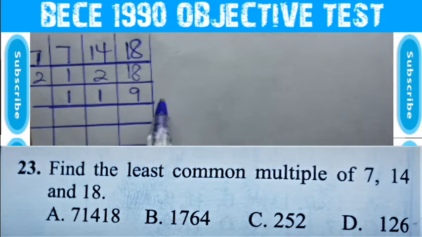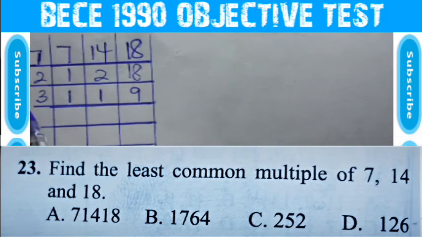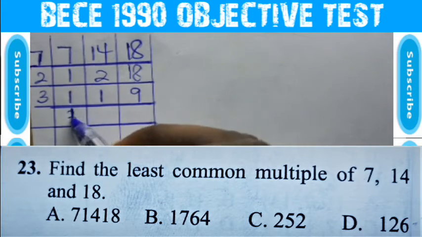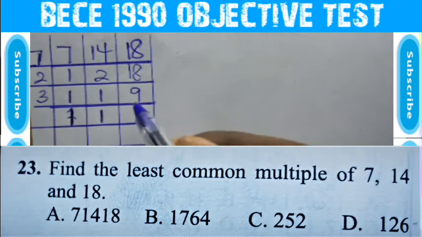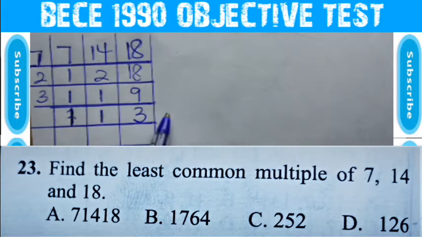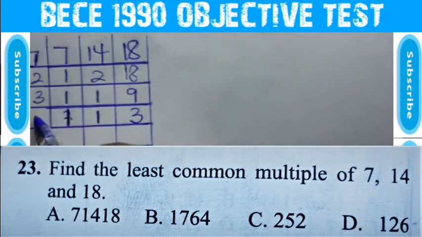What prime number can divide 9? 3 is the prime number that can divide 9. 3 can't divide 1, so just write the 1 there. 3 divides 9, you have 3. Again, what prime number can you use to divide these? Still, we maintain the 3.